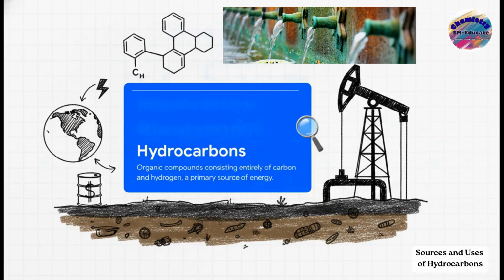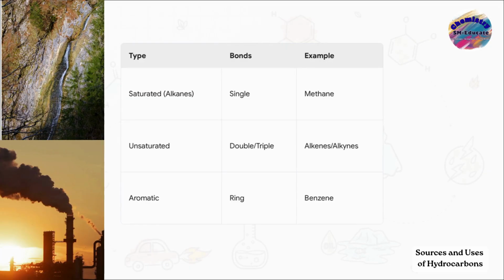Found deep underground, these resources originally came from the anaerobic decomposition of ancient, buried organisms over millions of years. Today, we extract these simple combinations of carbon and hydrogen as fossil fuels, and they absolutely dictate our global energy economy. So how do we classify them?